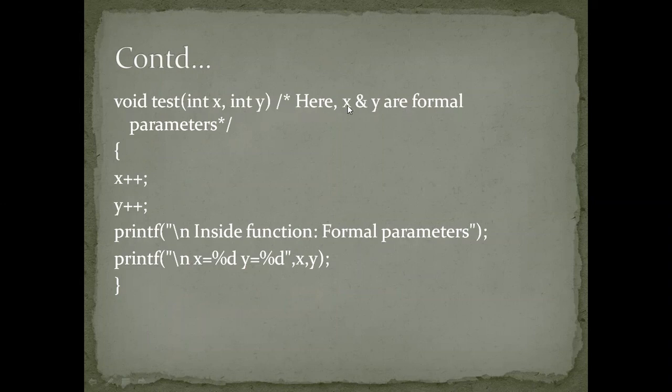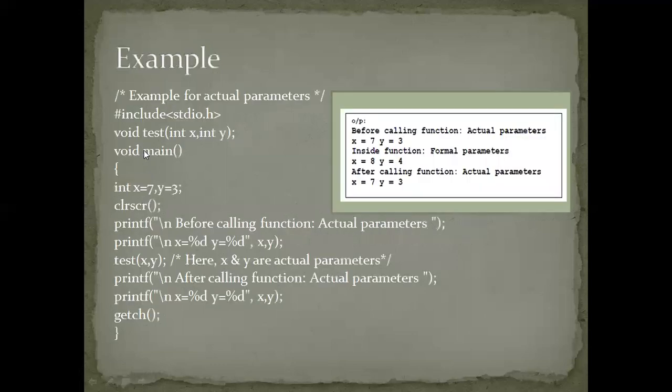Formal parameters. X and Y are formal parameters here, because I'm going to write the function, this function Y test. So this function contains the parameters. These parameters are called formal parameters. So I'm going to perform the operation here, x plus plus and y plus plus. Okay, remember, so what is the value of x? X value was 7, y value is 3.